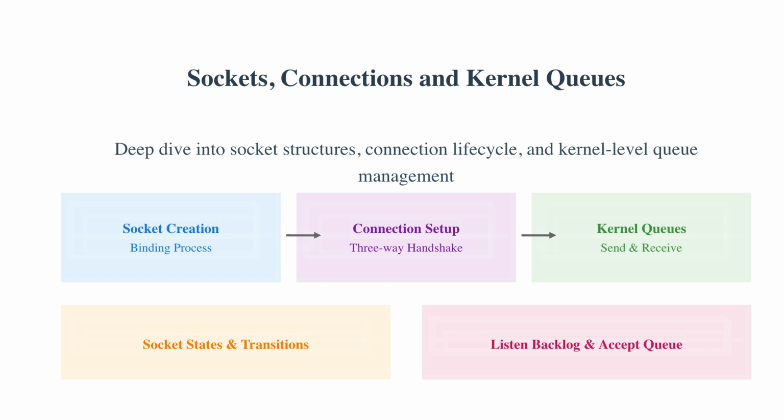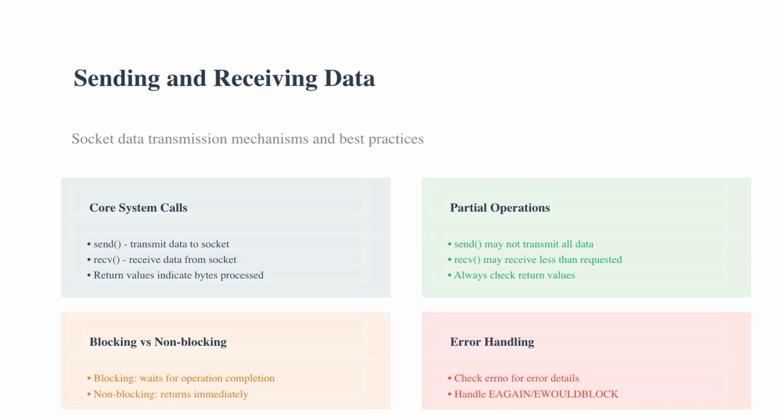Understanding socket states is crucial for debugging network applications. Sockets transition through various states like listen, SYN sent, established, close wait, and time wait, each representing a different phase in the connection lifecycle. Finally, the listen backlog and accept queue mechanics determine how many pending connections a server can handle. The backlog parameter in your listen call controls this queue size, which is critical for handling high-traffic scenarios without dropping connections. These kernel-level mechanisms work together seamlessly to provide the socket abstraction we use in our applications.